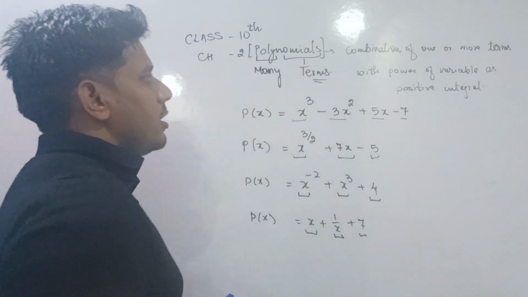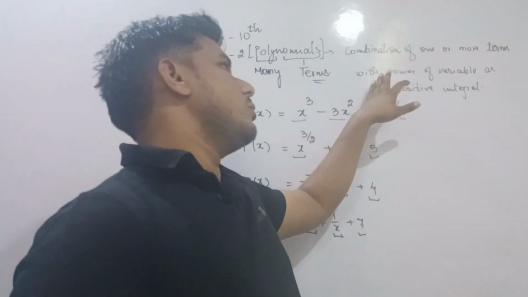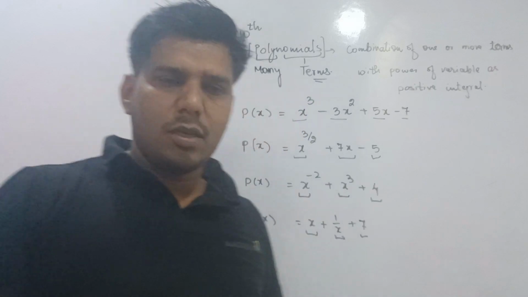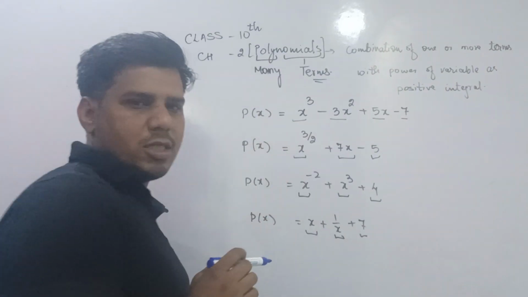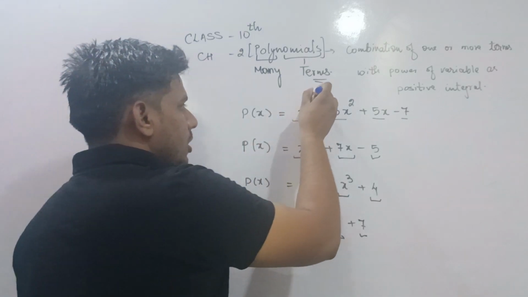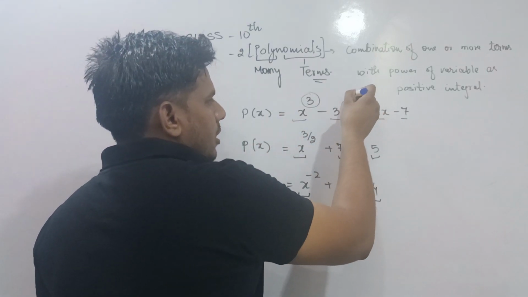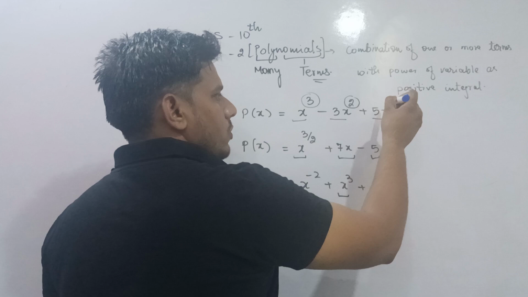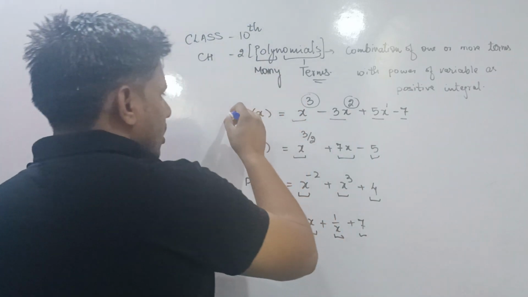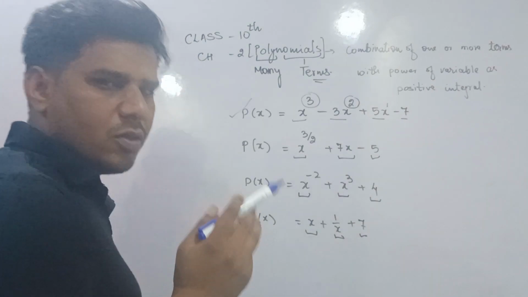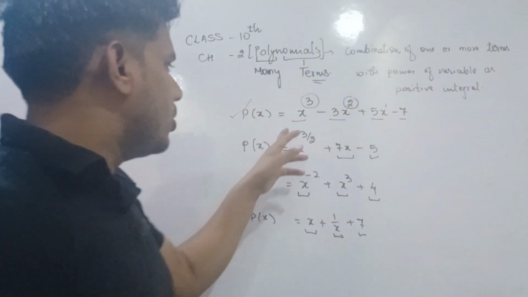So in the first line it is written combination of one or more terms with power of variable as the positive integer. So in the first one we can check here the power of variable is 3, and then in the second term we have power of variable as 2. In the last one it is power of variable as 1. So it satisfies the condition, it satisfies the definition of the polynomial, so we can say it is a polynomial.